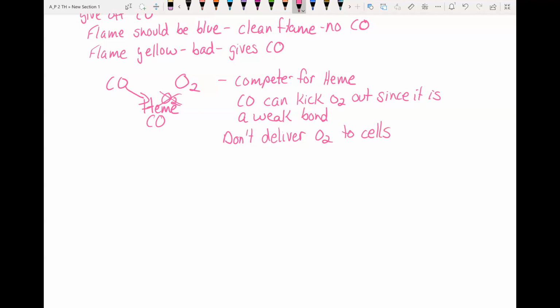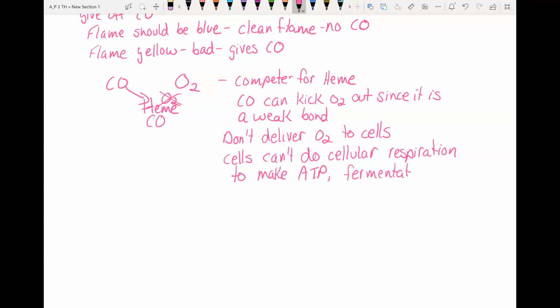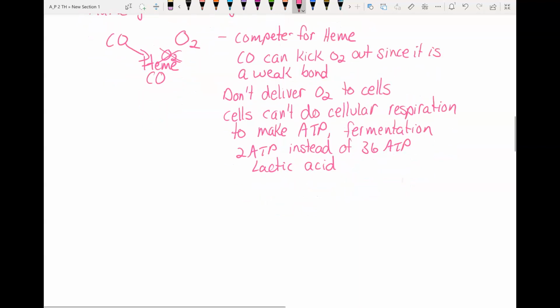Okay, so think about what you do with oxygen. Oxygen is used by mitochondria to make ATP. If you don't deliver oxygen to your cells, then your cells can't do cellular respiration and make ATP. They'll have to switch to fermentation. And remember, when you switch to fermentation, you only get 2 ATP instead of 36, like you get when you do have oxygen. And you get lactic acid building up. So one of the early warning signs of carbon monoxide poisoning is that you feel tired.